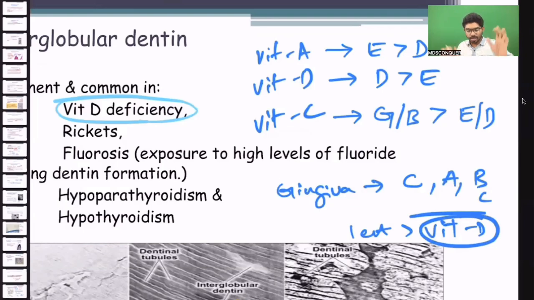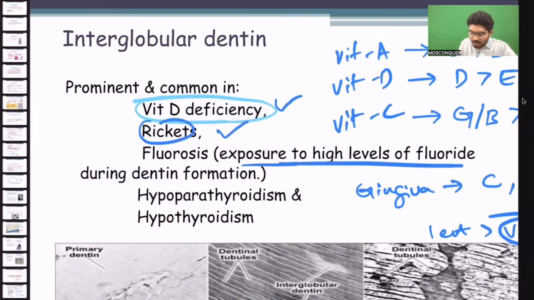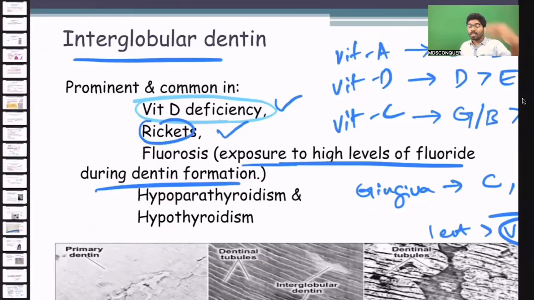Clear? Okay, chalo. So I told you, right, interglobular dentin is more inclined to vitamin D deficiency. Rickets, yes, vitamin D deficiency. So exposure to high levels of fluoride during the dentin formation can also lead to the formation of interglobular dentin. Exposure of high level of fluoride will cause more damage to enamel or more damage to dentin? Yes, it is causing more damage to enamel because fluoride is going to love ameloblast.